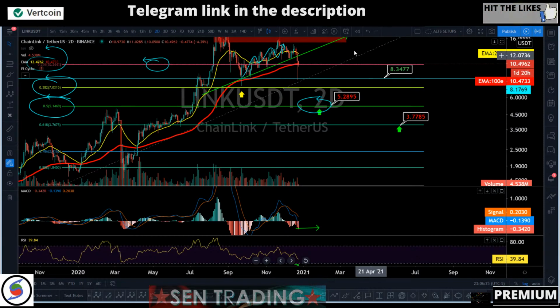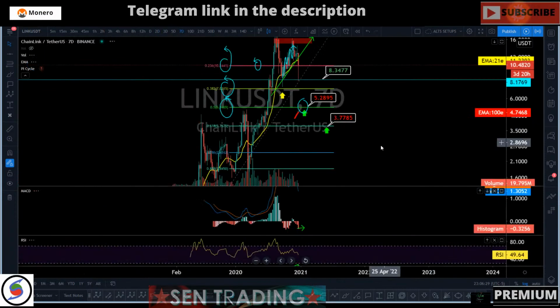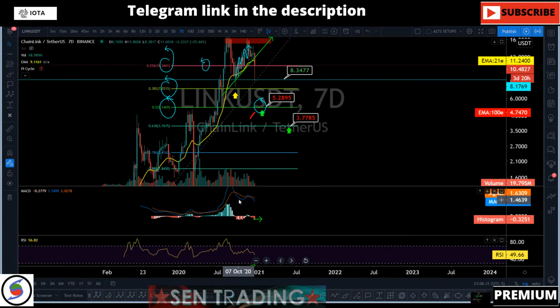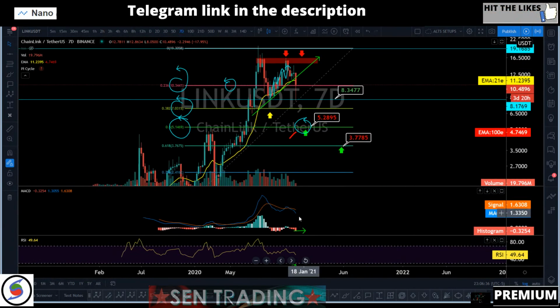If the market decides to capitulate, as you can see on the weekly I just showed you, we already got a bearish crossover, a second bearish crossover on our MACD. That's a very, very strong statement, okay? On a 7-day basis, that's a very, very strong statement, okay?